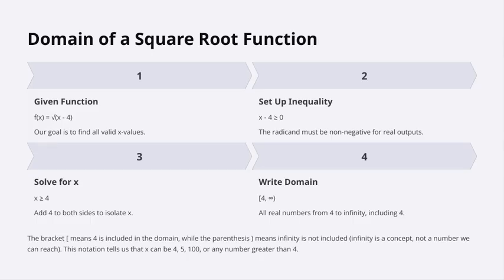The square bracket around 4 indicates that 4 itself is part of the domain, meaning x can be exactly 4, or any number larger than that, like 5 or 100. The parenthesis next to infinity tells us that infinity is not a specific number we can reach, but rather a concept representing unbounded growth. Understanding this helps us see which x values are valid for this function, and it ties into the overall theme of analyzing the domains of different functions, ensuring we're working within the correct constraints for real-valued outputs.